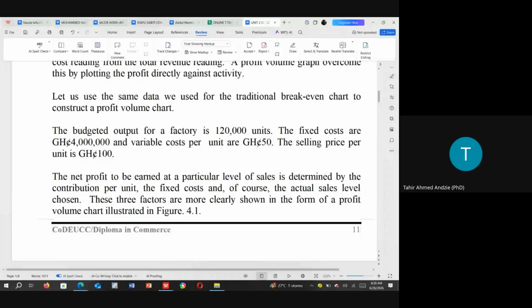So you can look at the various levels of activity as you plot them, and look at the total sales at the level, and then get the total cost and get the profit at each point, and then plot it on the graph.